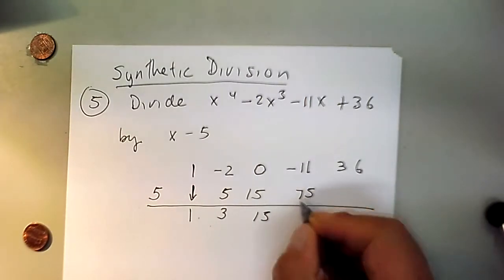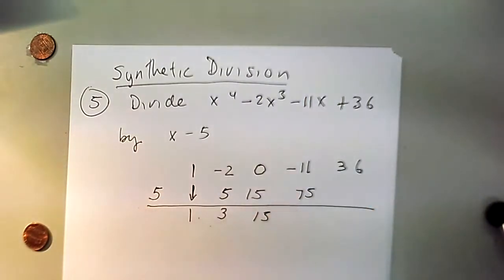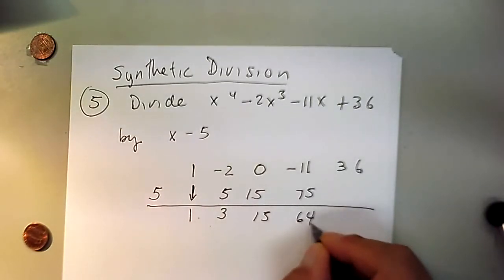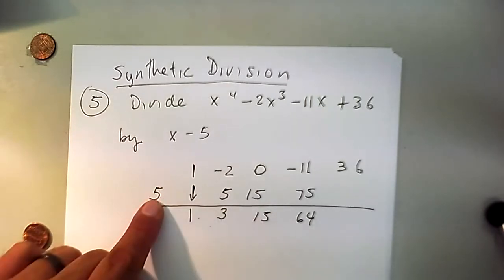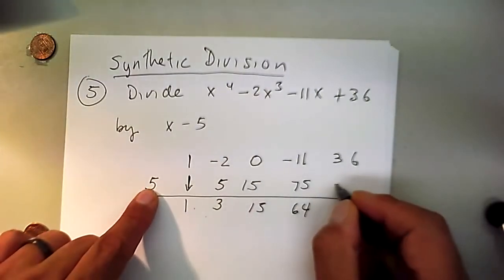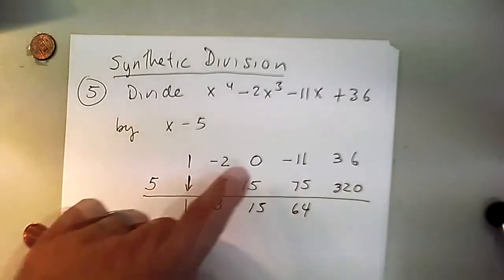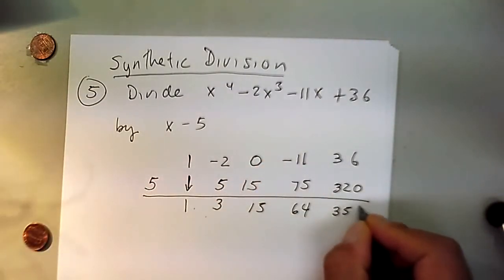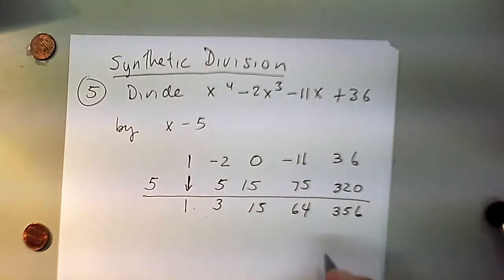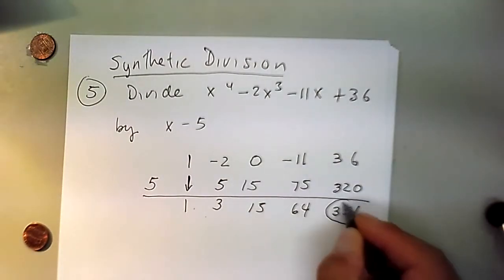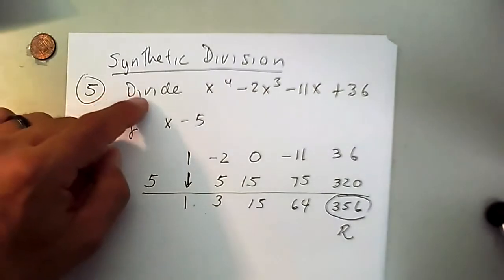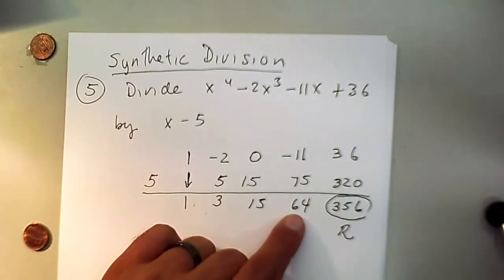75. Add those numbers. 64. Multiply with a 5. 320. Add those numbers. 356. The last number is the remainder. Furthermore, those are the coefficients of the quotient.